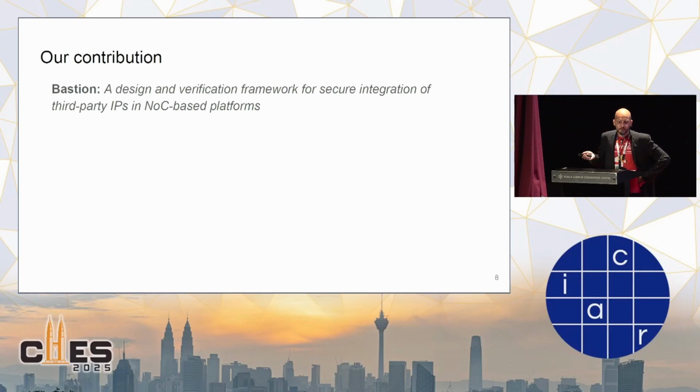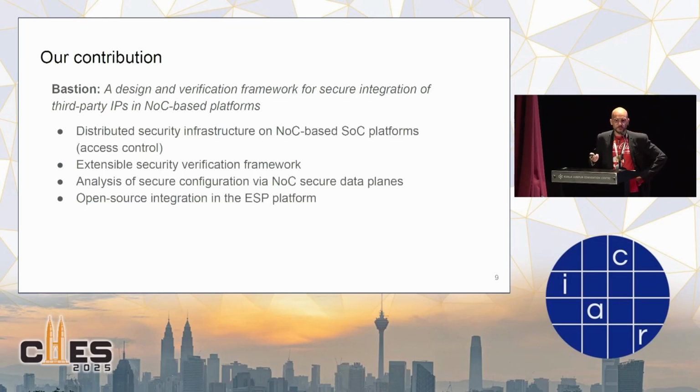So basically, our contribution here is Bastion, which is a framework for the secure integration of third-party IPs in network-on-chip-based platforms. Our contribution can be summarized in 4 sub-contributions, which include a distributed access control system and a distributed security infrastructure for network-on-chip-based SoC platforms. We're going to focus on access control. I'm going to show you why in particular.